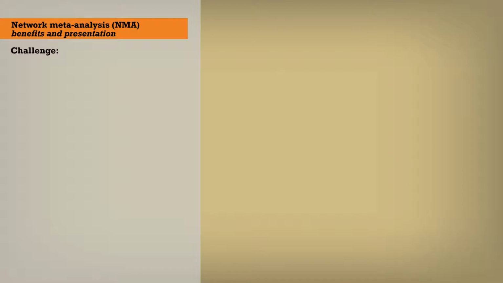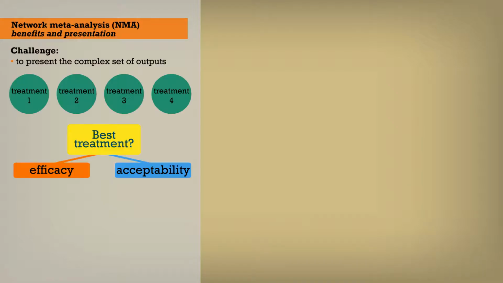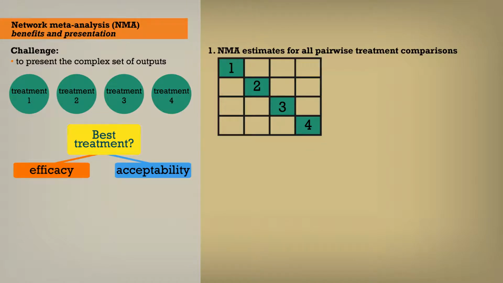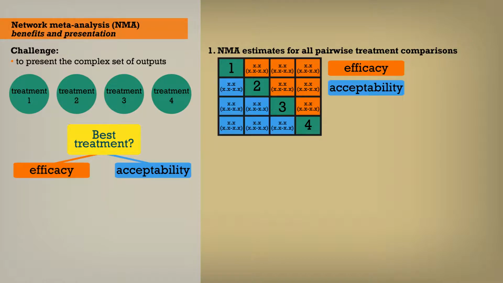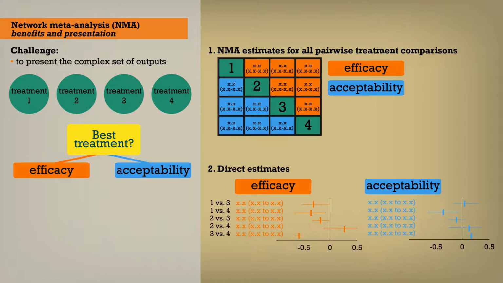One of the challenges is how to present the complex set of outputs. It is useful to report estimates for all pairwise treatment comparisons with their corresponding uncertainty intervals, possibly for more than one outcome. Alongside the network meta-analysis estimates, the direct estimates can be presented to provide a complete and transparent picture of the available results. Most published articles use a league table or forest plot-alike graph to report this information.